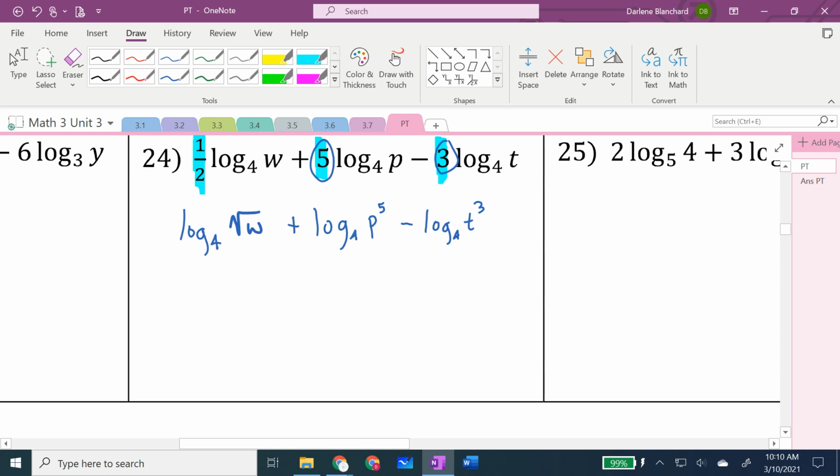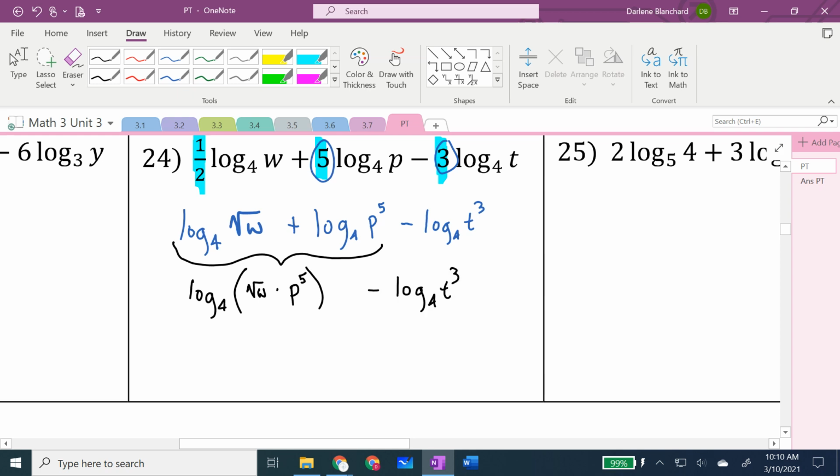Now, I'm going to do this in 2 steps. You can do it in 1 step if you see it. I have 2 logarithms that are adding. That means that I can multiply their insides when I condense. So I have a square root of w and a p to the 5th power. And then I've got the minus log base 4 of t cubed.